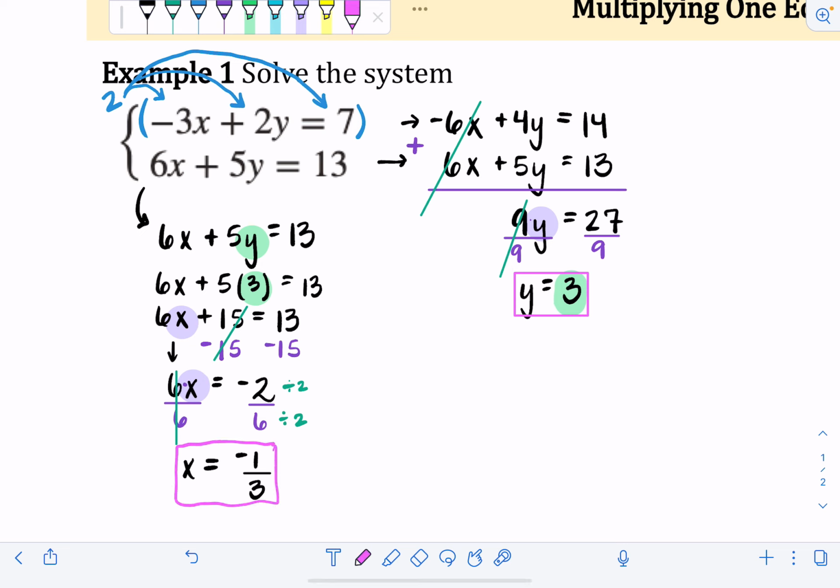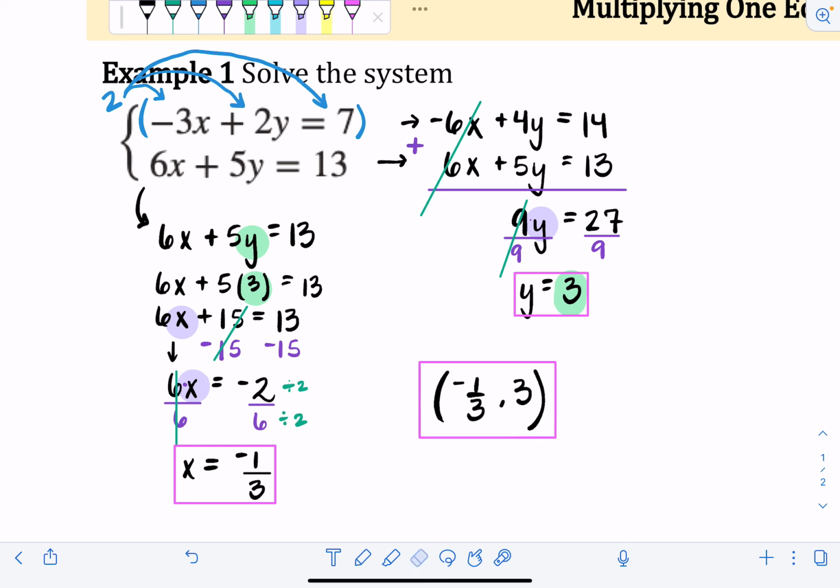And then I just want to write my final answer as a point, in parentheses. So it'd be negative 1/3 first, because that was x, and then 3 second for y in parentheses. So our solution is negative 1/3, 3. And then same thing here, it doesn't change by problem. You can always check it. I just don't want to check every single one because that would give you a really, really long video. I don't want to do that to you guys.